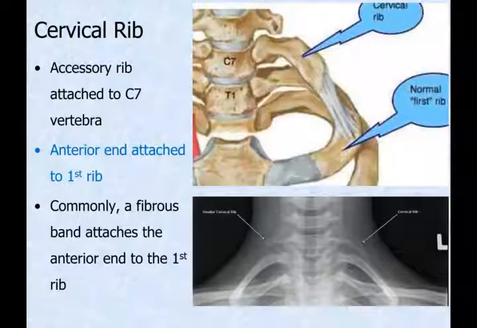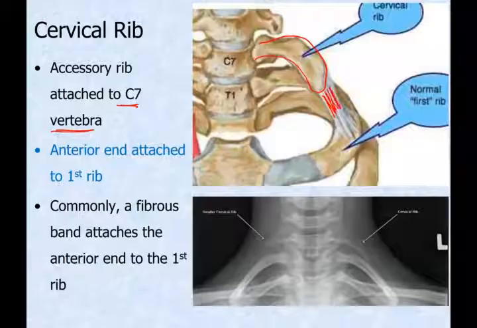Then the cervical rib. Ribs are in the thoracic region, from T1 to T12. Now, a cervical rib is a very small rib attached to the 7th cervical vertebra, which is the lower part of the neck. Such a rib is very short, as you can see here. There is usually a fibrous band attaching it to the superior surface of the first rib. This is the first rib, superior surface of the first rib.